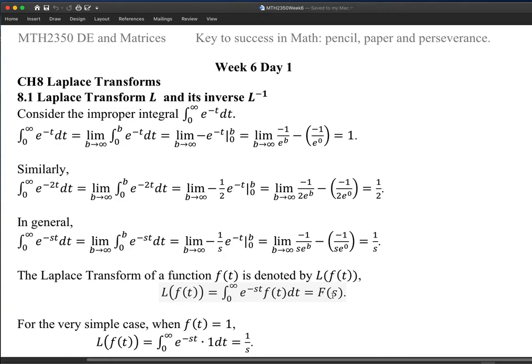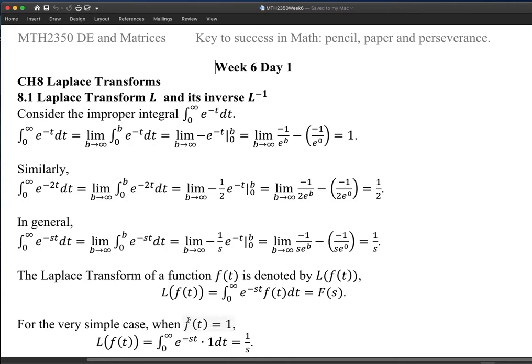In case this improper integral is divergent... And indeed, you may wonder if the improper integral is convergent or divergent. It turns out that in many situations the improper integral is convergent. So let's take a look at some simple cases.